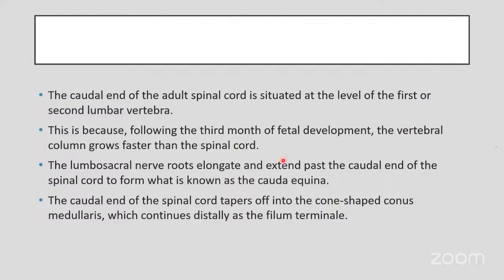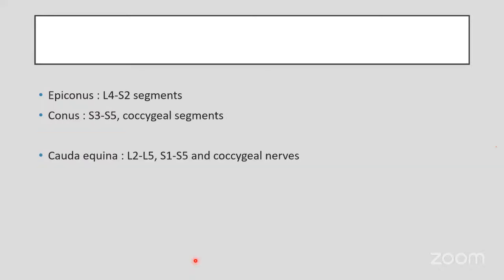And as we discussed earlier, the caudal end of the adult spinal cord is situated at the level of the first or second lumbar vertebra because following the third month of fetal development, the vertebral column grows faster than the spinal cord. The nerve roots elongate and extend past the caudal end of the spinal cord to form the cauda equina. This caudal end tapers off into the cone-shaped conus medullaris and continues distally as filum terminale.